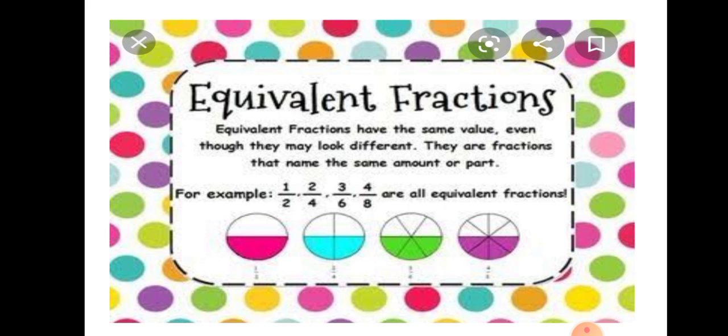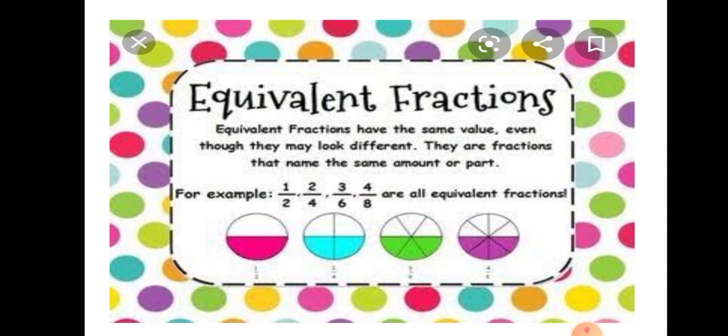Next is your equivalent fractions. Observe the following figures. Circles are there. Now in circle 1, 2, 3 and 4, the same portion of the circle has been shaded. So we say they are equivalent fractions. So equivalent fractions have the same value even though they may look different.